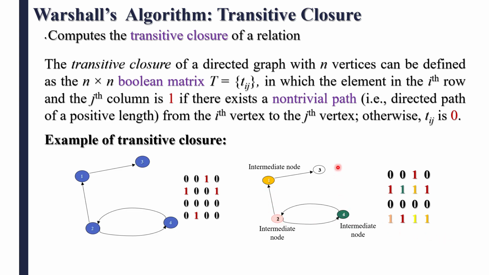In the same way, 4 to 3, earlier path is not there. But with the help of 2 intermediate nodes, like this you can take more than one intermediate node also to reach that particular node. 4 to 2, 2 to 1 and 1 to 3 path is existing. That's why it is 1 now here.